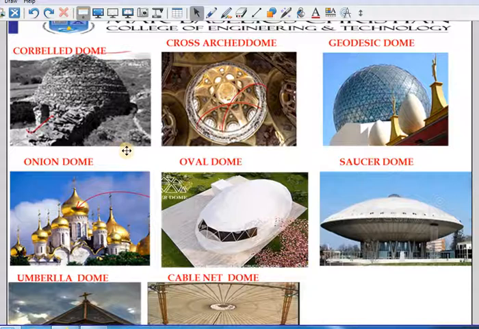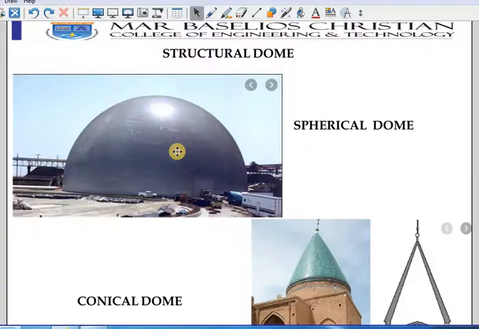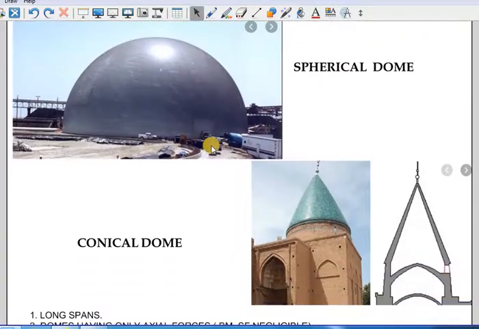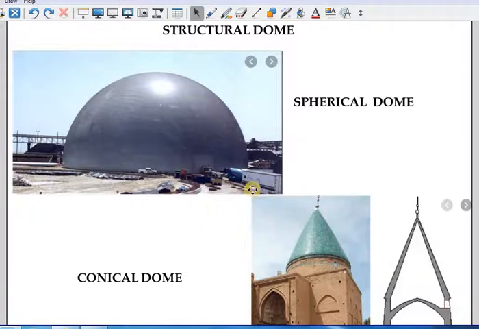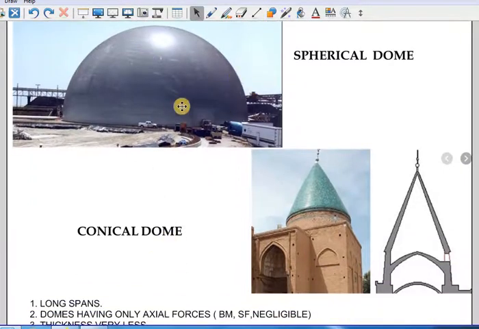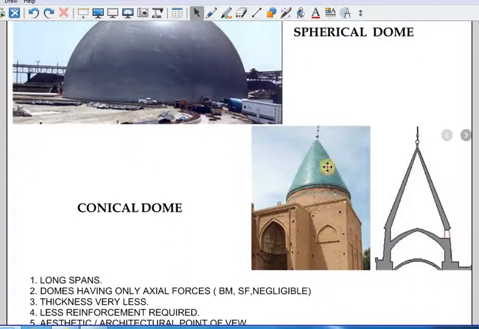This is all our architectural point of view. These are the various types of domes actually. And when you come to the structural, here we will be discussing mainly spherical domes and conical domes. This is in the form of a sphere, and this is in the form of a cone. It's a conical dome, the section of the dome looks like here. This will be the concrete.